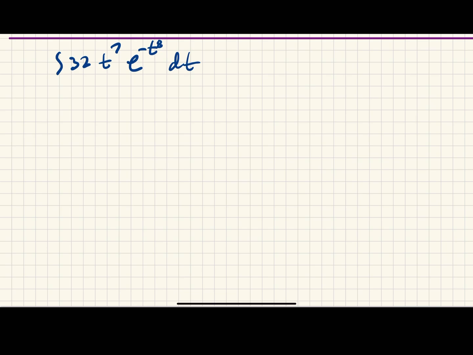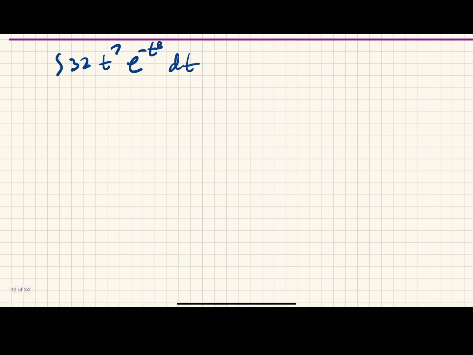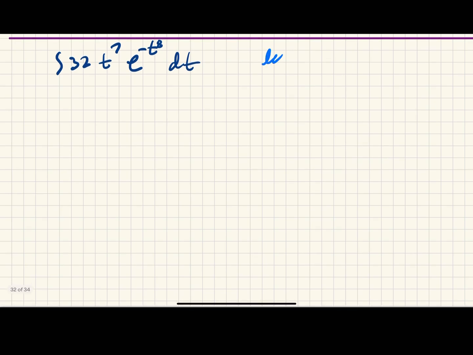Maybe t to the 8th, yeah. I mean, that minus t to the 8th looks kind of tempting, but maybe I don't need that. Let's just try it and see what happens. So we're going to let u equal t to the 8th. Then du would be 8t to the 7th dt, sorry.